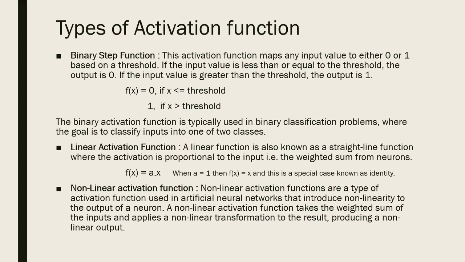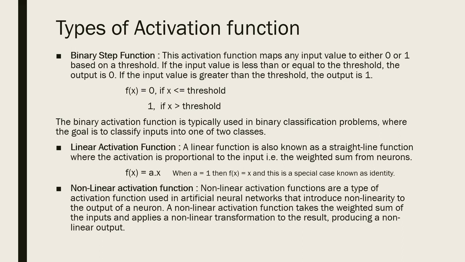Which means this activation function maps any input value to either 0 or 1 based on a threshold. If the input value is less than or equal to the threshold, the output is 0. If the input value is greater than the threshold, then the output will be 1. Basically, this activation function is typically used for binary classification problems, where we have to classify inputs into one of two classes.